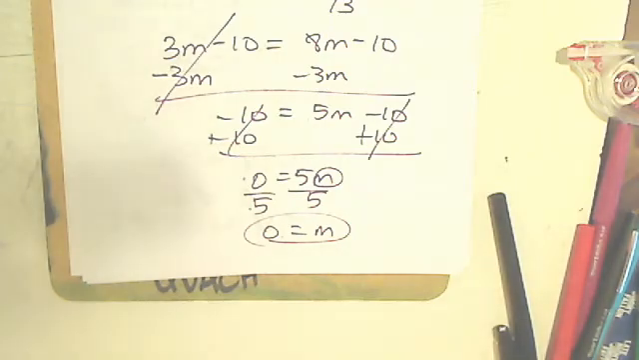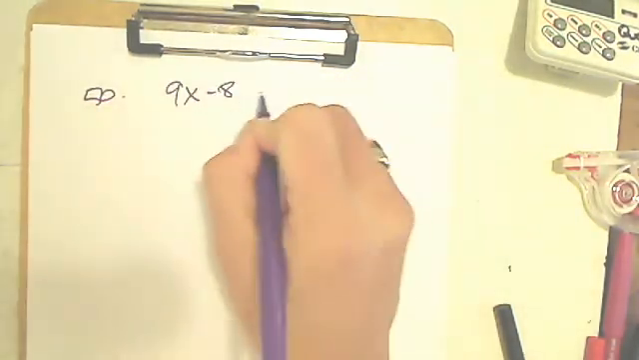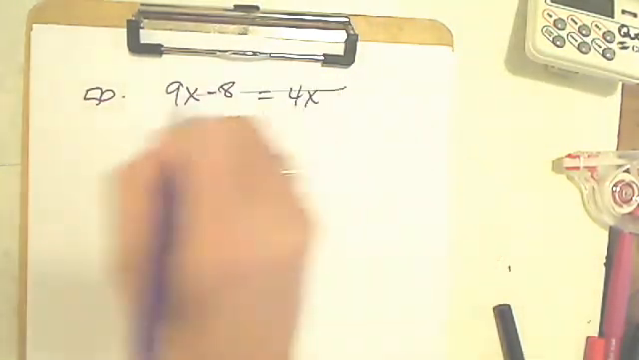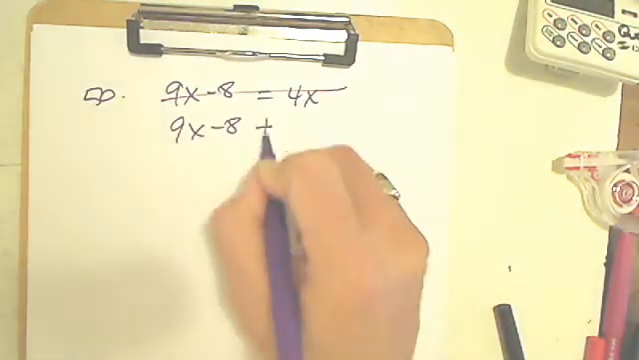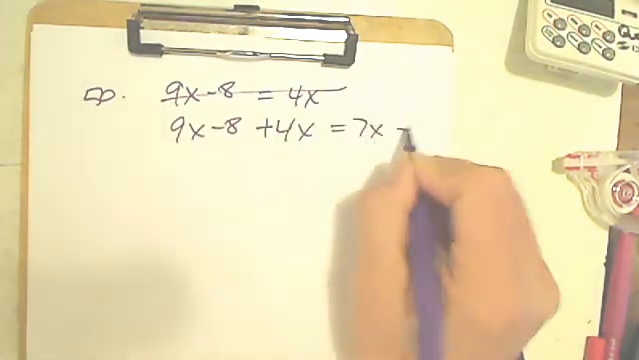Let's go. More questions. 50. 9x minus 8 equals 4x. Nope. 9x minus 8 plus 4x equals 7x plus 16.